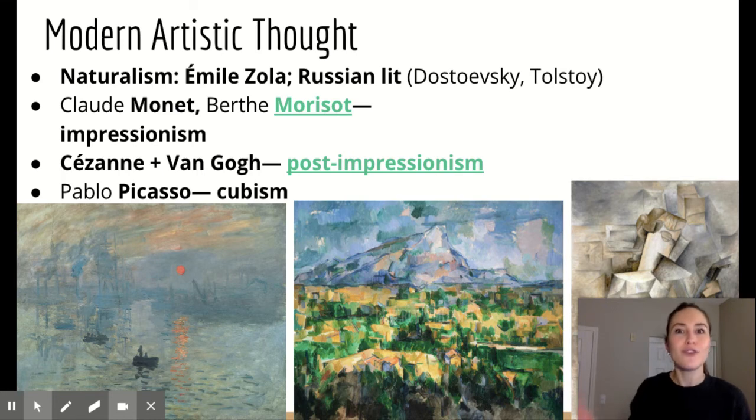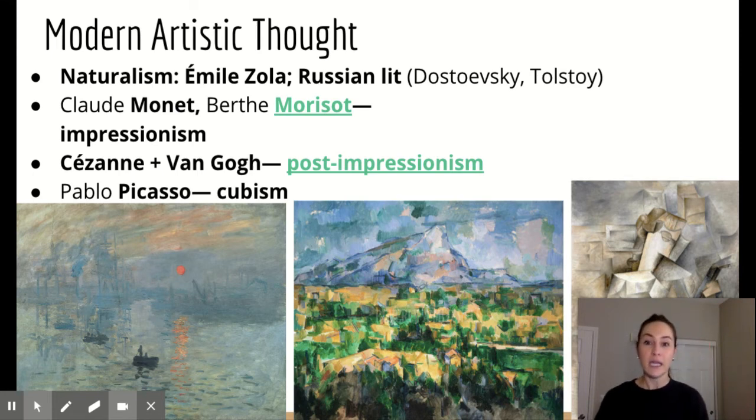Like, that's what cameras are for. So that really spurs on Impressionism and Post Impressionism because there's not as much of a need to duplicate reality now that cameras exist. Later on, this will also open the door for even more subjective pieces or styles of art, including Pablo Picasso's Cubism.